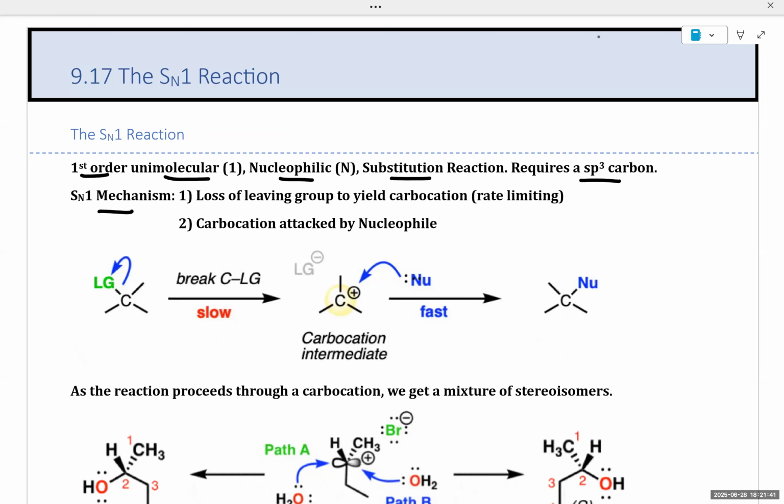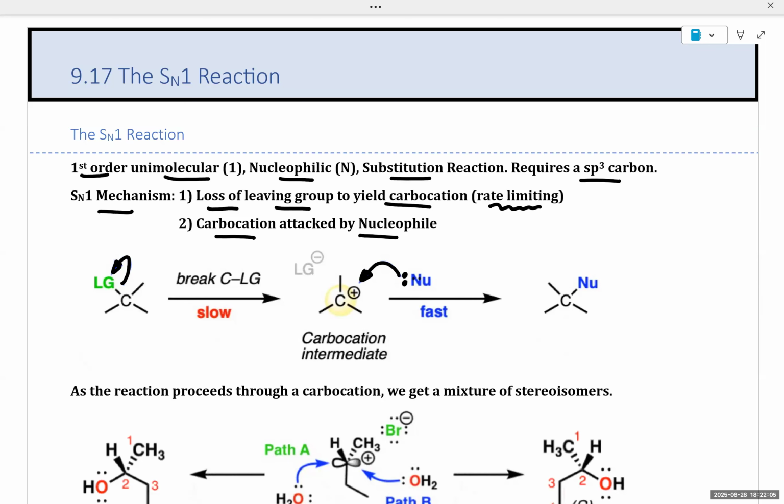The SN1 reaction involves loss of the leaving group to yield a carbocation. This is the rate limiting step. And then the carbocation is attacked by the nucleophile. So in the first step, you break your carbon-leaving group bond to make a carbocation intermediate. And in the second step, the carbocation is attacked by the nucleophile.